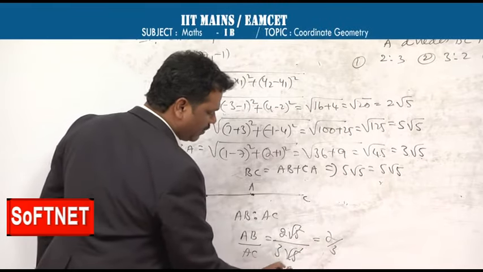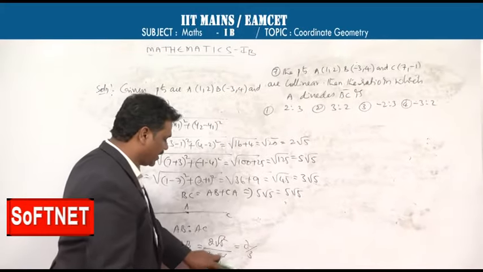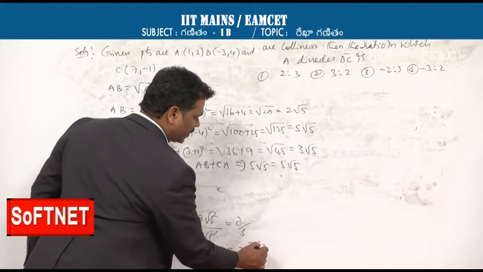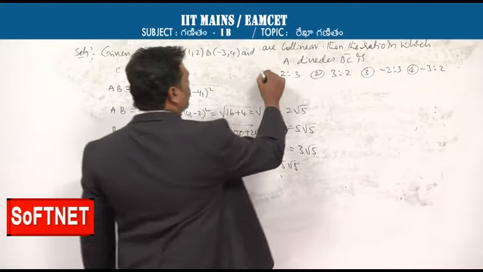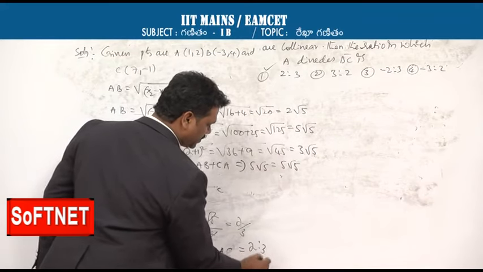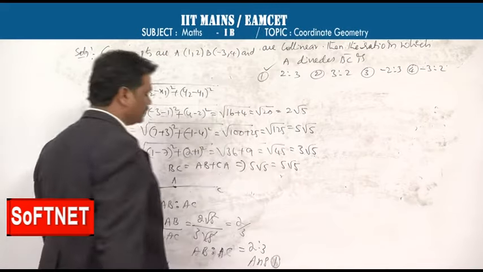So here AB is to BC. Sorry, AB is to AC equal to 2 is to 3. So here the option is the first one. Option is 2 is to 3. The answer is 1, the first one. Okay?